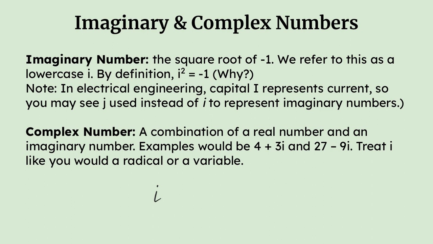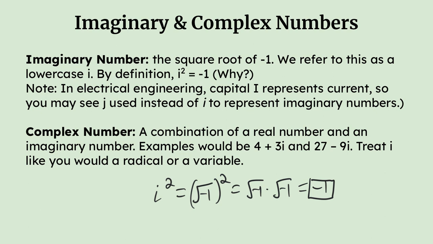Might take a moment to pause the video and think about why would i squared equal negative 1. So i squared would be the same as the square root of negative 1 squared, which would be the square root of negative 1 times the square root of negative 1, which would just get you negative 1.